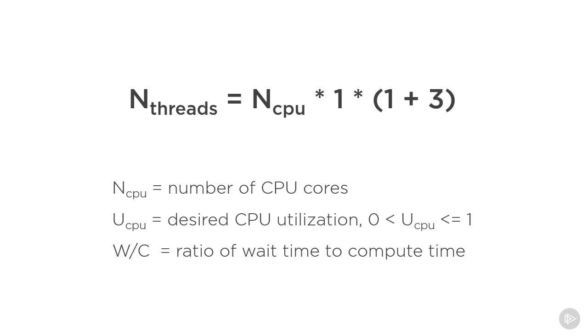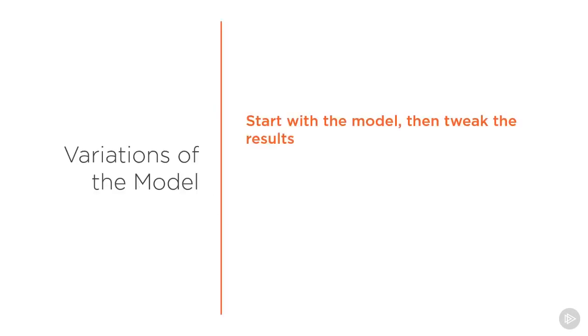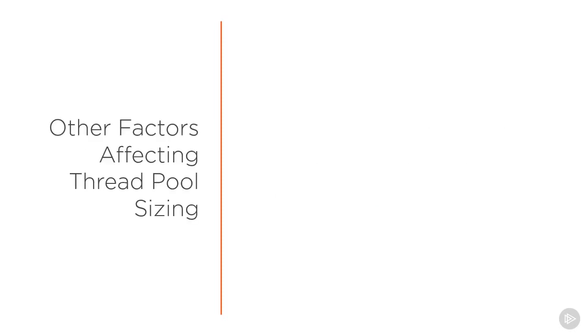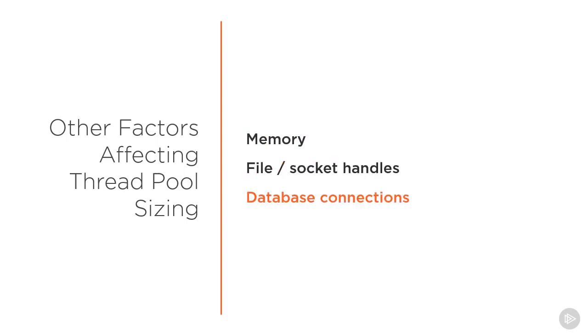If you want to take the formulaic approach, you don't have to strictly use the Goetz model. You can start with the model and then tweak the results based on your hardware and application characteristics. You can tweak the formula itself and use different coefficients. Or you can use any model of your choosing that considers the factors that are pertinent to your application. Some of the factors, other than CPU, that can affect thread pool sizing are memory, file or socket handles, and database connections.